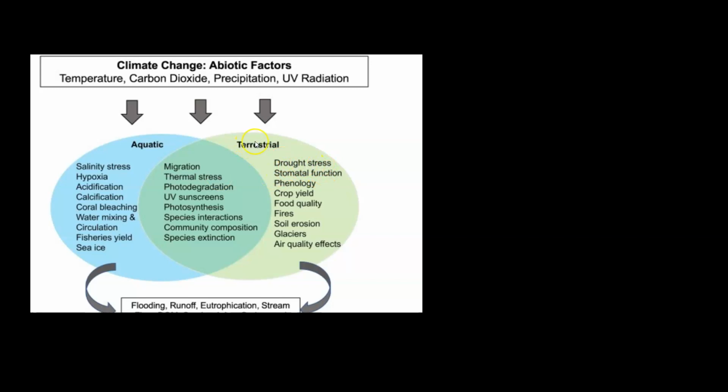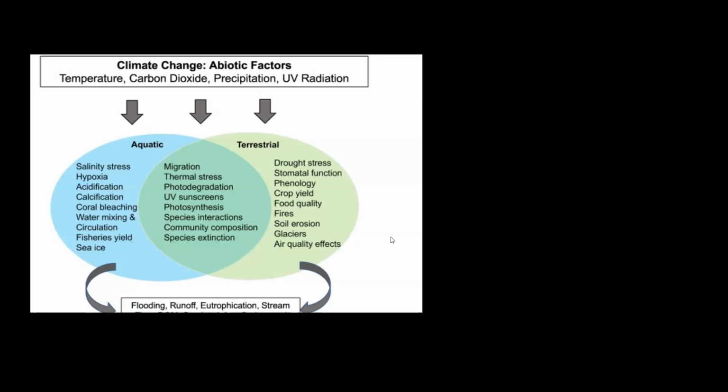And then if we look over here at terrestrial, everything from erosion of soils to fires to the functioning of stomata on plants. All of these things are impacted by an increase in temperature. And if we think back to every unit we've studied, starting with biochemistry and the action of enzymes in their reaction to changes in temperature, we can see even at the very elemental and molecular level, an increase in temperature can have drastic and significant effects.